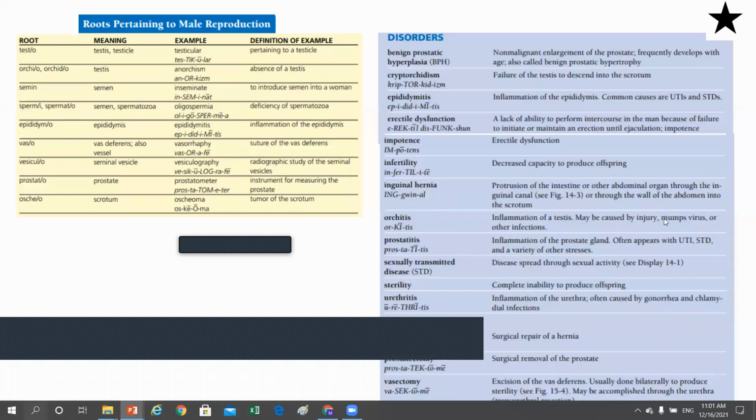Any injury to the testes can lead to its swelling. Then there is one virus infection, a very dangerous infection. Usually it can occur in childhood. The child will become infected.